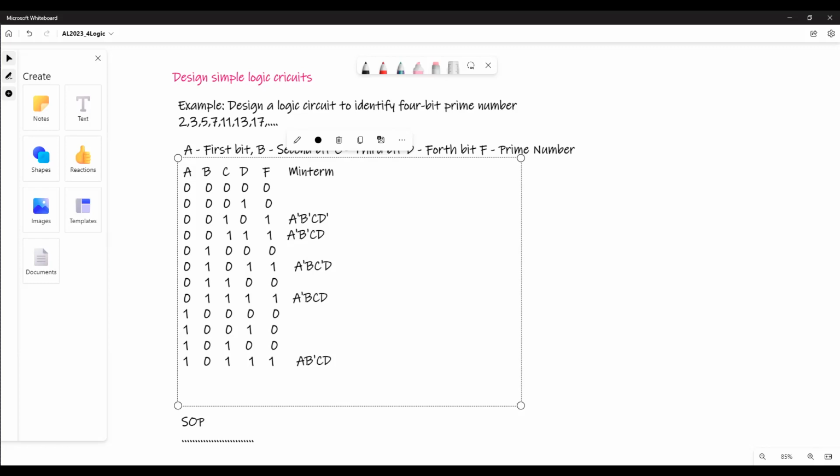Right. Now the question is, since you have already sent it to me, we have 11, 13, and 17. That's correct. Right. Now we need to design the circuit, meaning you can now use either Karnaugh maps.